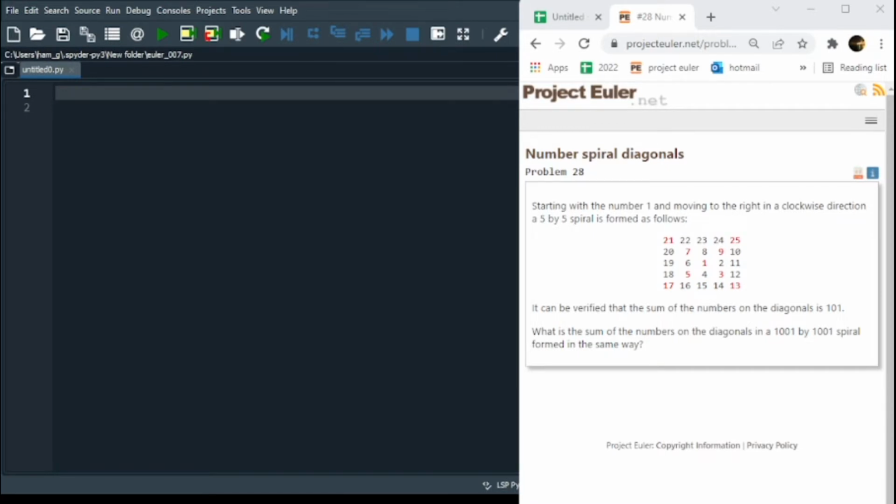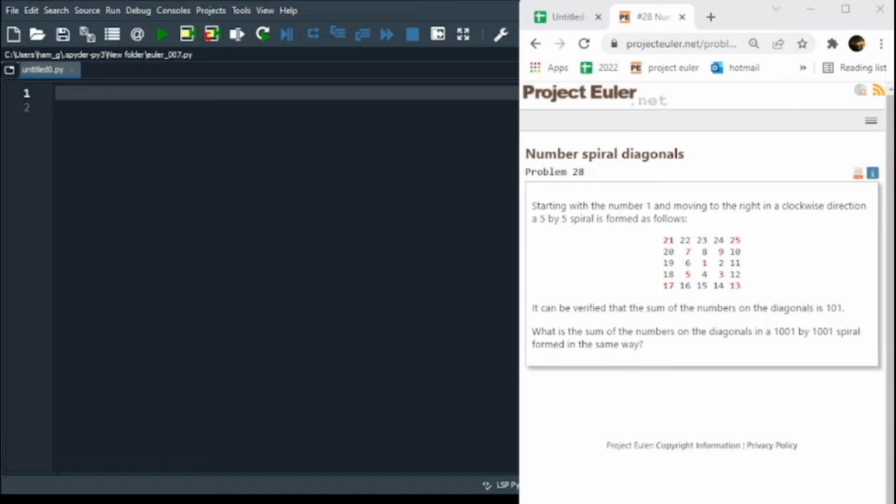This is Project Euler problem number 28, number spiral diagonals. Starting with the number 1 and moving to the right in a clockwise direction, a 5 by 5 spiral is formed as follows. And there it is. It can be verified that the sum of the numbers in the diagonals is 101. So all those red numbers added up is 101. What is the sum of the numbers on the diagonals in a 1001 by 1001 spiral formed in the same way?